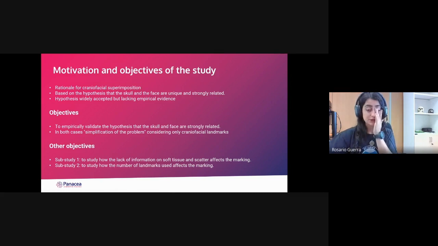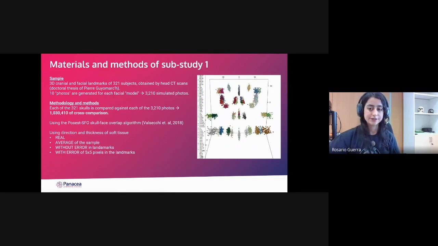These two sub-studies both simplify the problem by using a landmark-based approach. As you may know, there are two types of approaches in craniofacial superimposition, one based on landmarks and one more based on morphological criteria. The recommendation by the MEPROCS consortium was to use a combination of both. But by simplifying the problem, we can control the variables better and thus observe where the errors are introduced in the process.